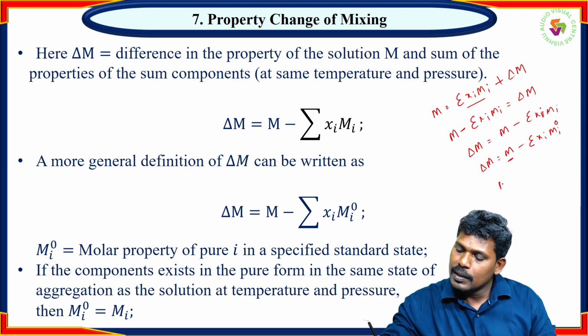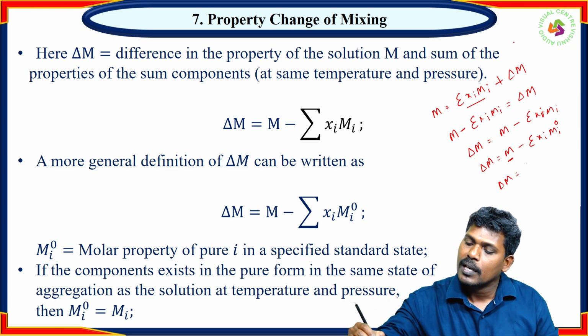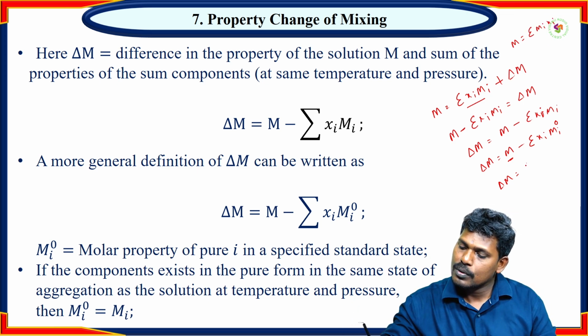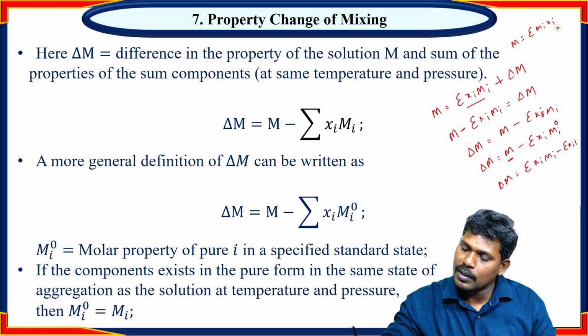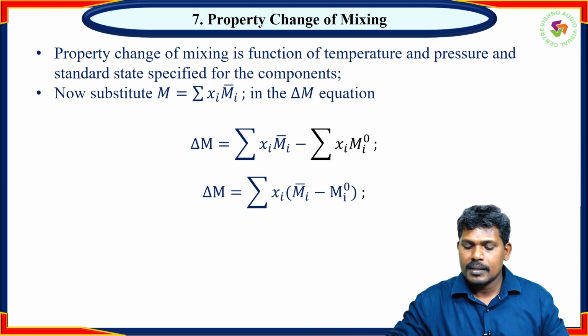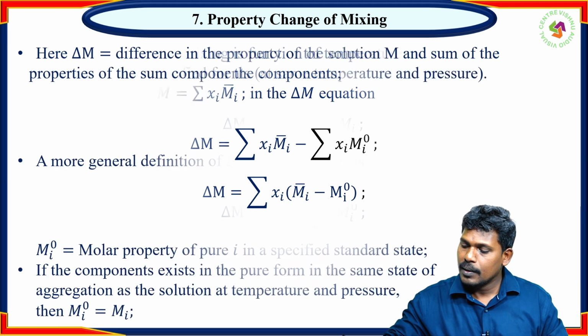This delta M we already know. Initially M is equal to summation of Mi into Xi. So summation of Xi into Mi minus summation of Xi into Mi standard. So delta M is equal to summation Xi, when you bring the common factor, Mi minus Mi standard. Mi minus Mi bar is there, no?